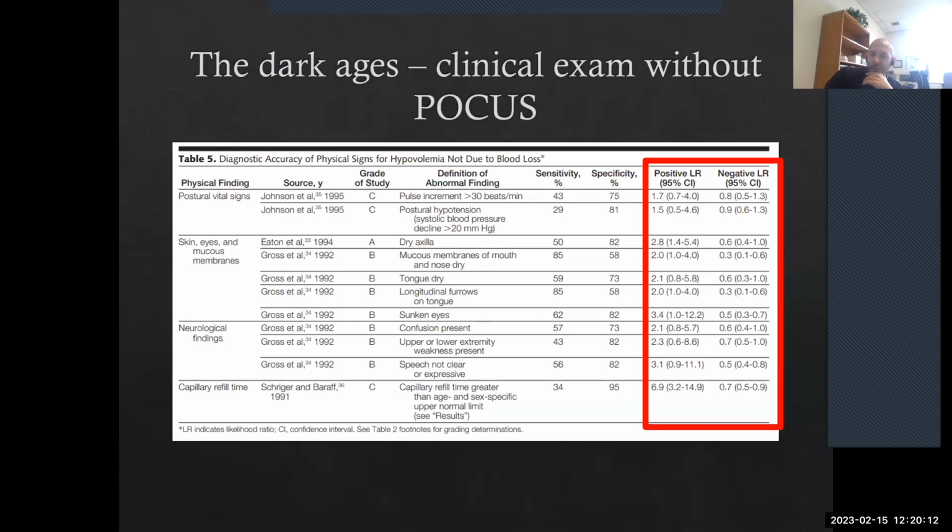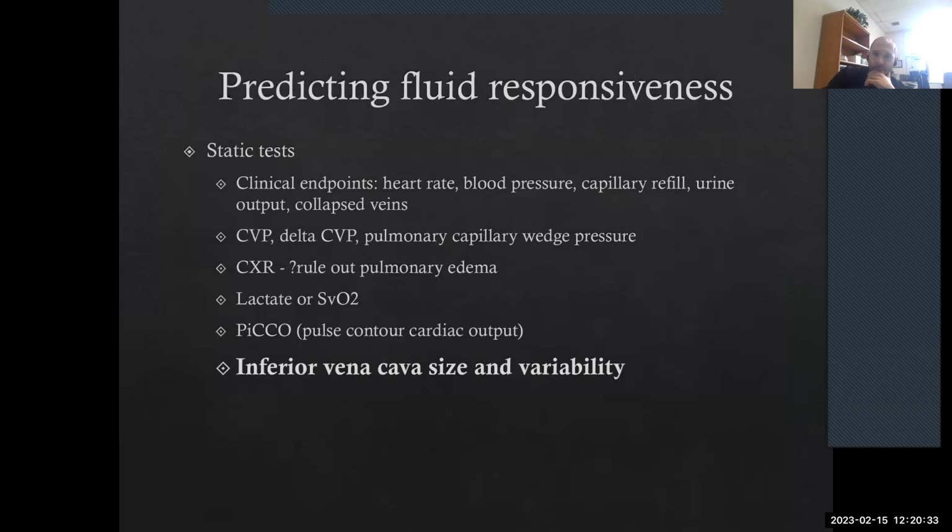The best physical exam finding for hypovolemia, of course, is cap refill, with a likelihood ratio of 6.9. But it was defined as cap refill greater than the age upper limit of normal. So you had to remember how old your patient was, what the upper limit of normal was, and then how they looked compared to that. And if it was absent, it still did not rule out hypovolemia. And so we need a better way.